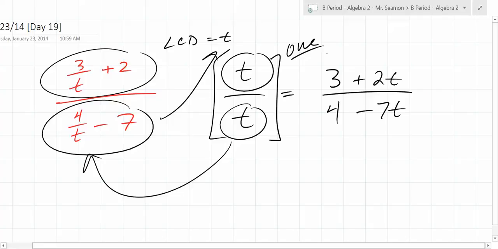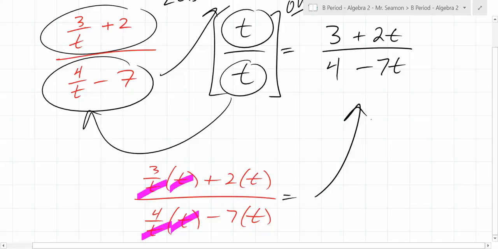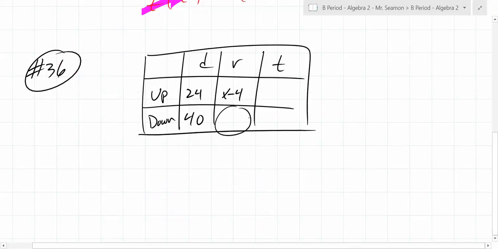Are there other methods that are just as valid? Absolutely. Yes, Nate? Wait, so then minus 7 times t. What happens to the t's? Cancels. What are you left with? You're left with that. Do you see it now? Yeah. Okay. So if that's x plus 4, what's downstream? Sorry, if this one's x minus 4, what's the other one?